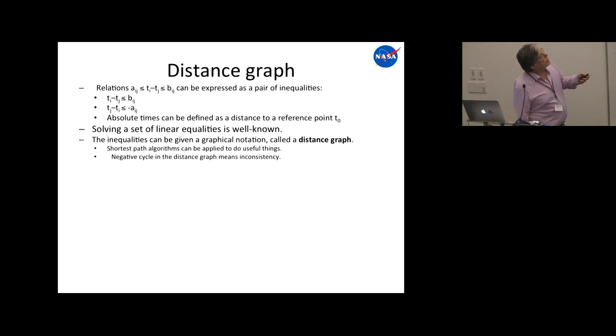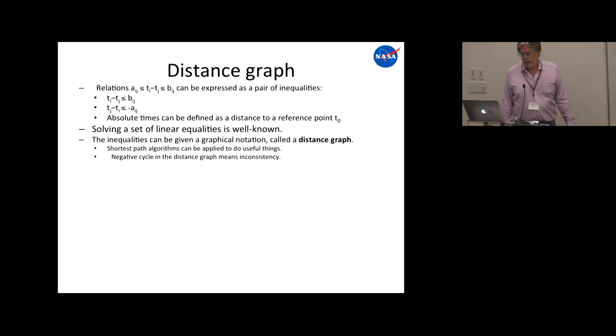If you think about it, this interval constraint that we defined can be expressed as a pair of inequalities, namely, if you have this interval, ti minus tj is less than bij, and tj minus ti is less than minus aij. These are equivalent to that. That constraint can be written like that. The advantage is, and there's another point that absolute times can be viewed as distance to a reference point. Don't worry about that.